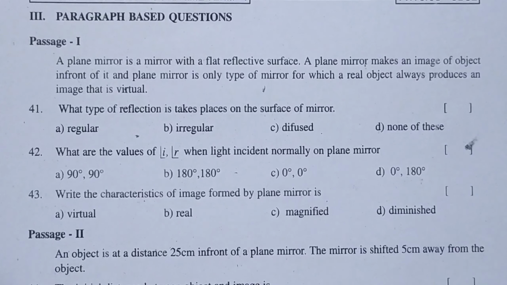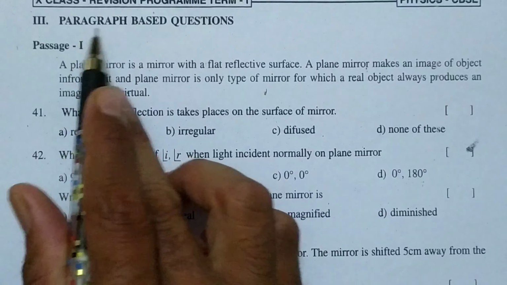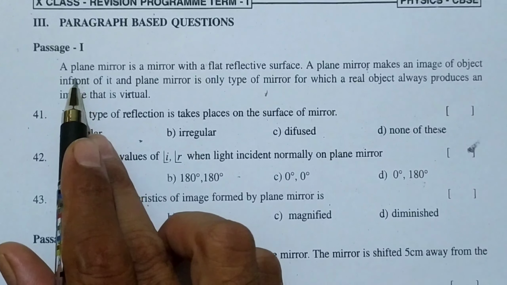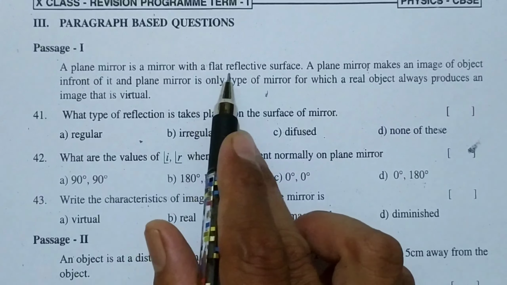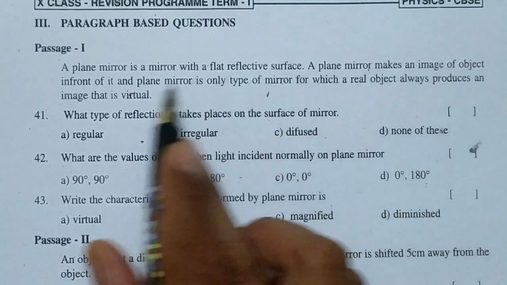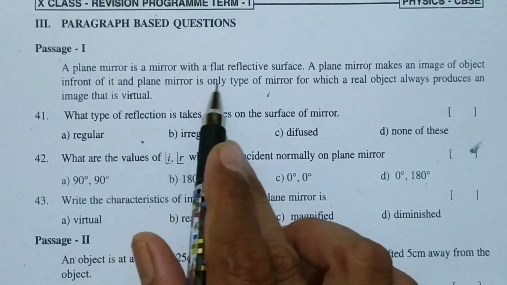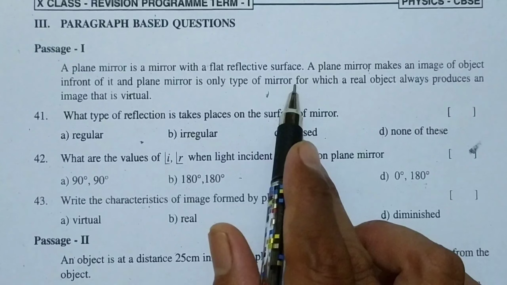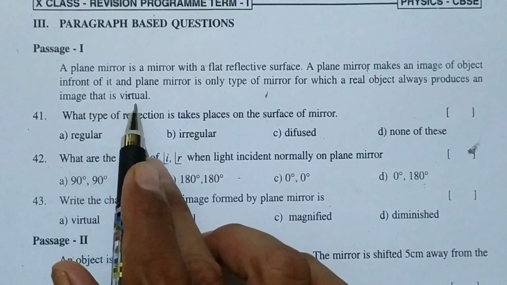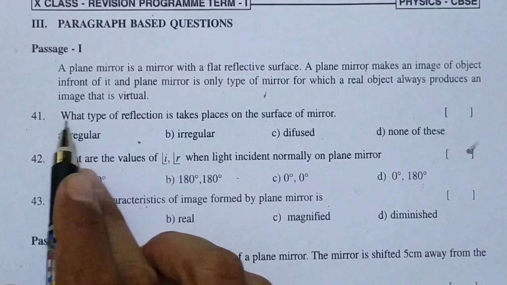Now we see question number 41. These are paragraph based questions. So one passage is given, let us see. A plane mirror is a mirror with a flat reflective surface. A plane mirror makes an image of an object in front of it, and a plane mirror is the only type of mirror for which a real object always produces an image that is virtual. Now let us see the questions.